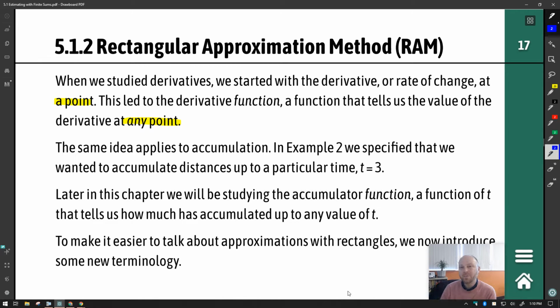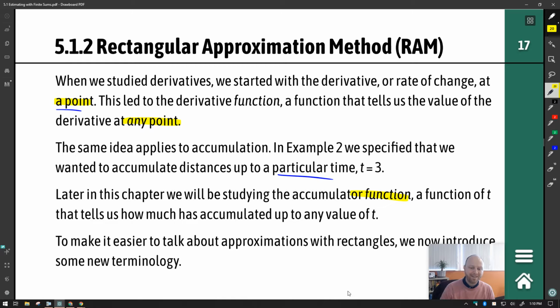Well, that same idea applies to accumulation. In Example 2 that we did in the previous video, we specified that we wanted to accumulate distances up to a particular time, kind of like the derivative at a particular point. Later on in this chapter, we're going to study the accumulator function, which is going to be a function of t that tells us just how much has accumulated up to any value of time. So we could ask a question like, what is the total distance traveled by a ship on the ocean at any given time? What is the total amount of snow accumulated at any given time? And that's a much more interesting question than just at one particular time.